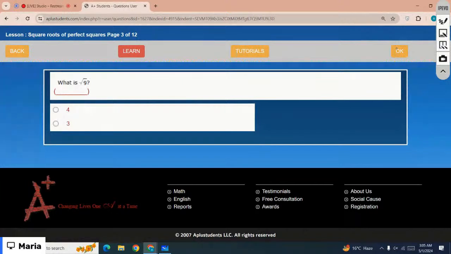What is the square root of 9? Which is the correct option? 3 times 3 equals 9, right? So the square root of 9 equals 3. The correct option is 3. Very good.